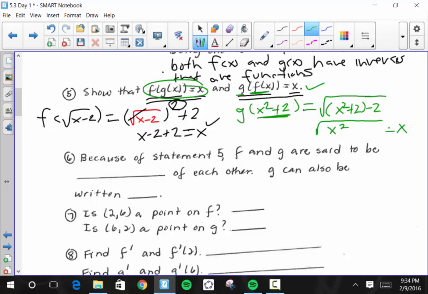So what does that mean? That f of g of x equals x and g of f of x equals x? Well, because of this last statement right here, 5, because we showed that f of g of x is equal to x and g of f of x is equal to x, we can say that f and g are inverse functions.